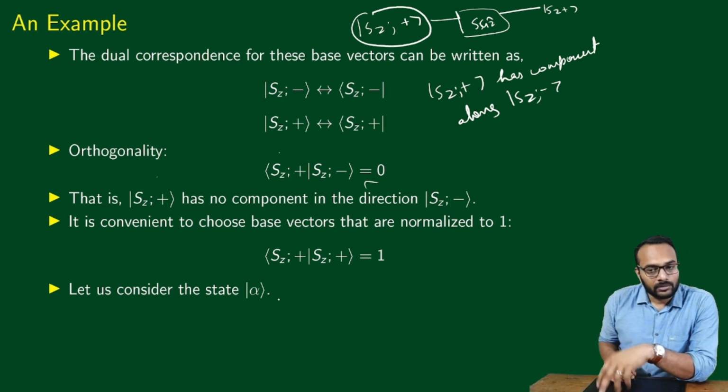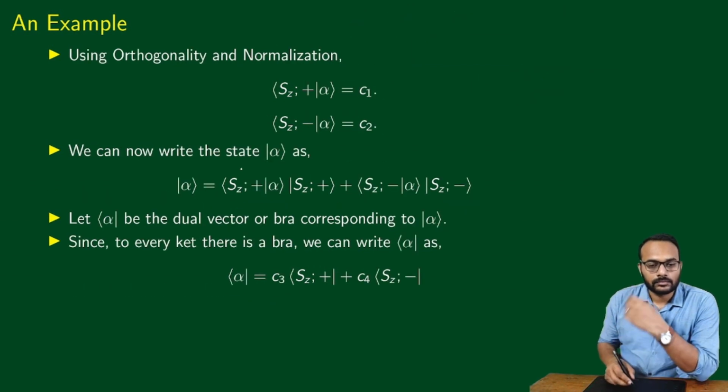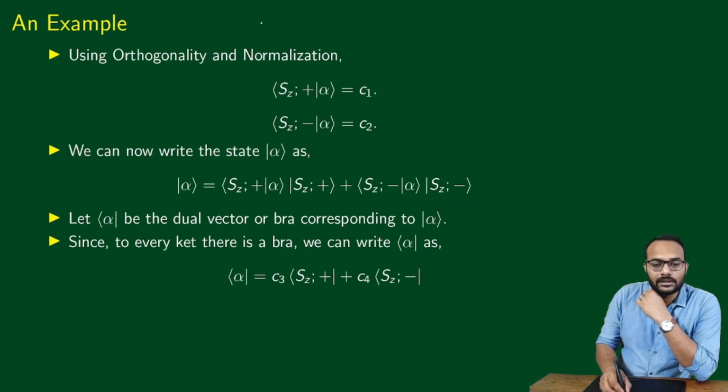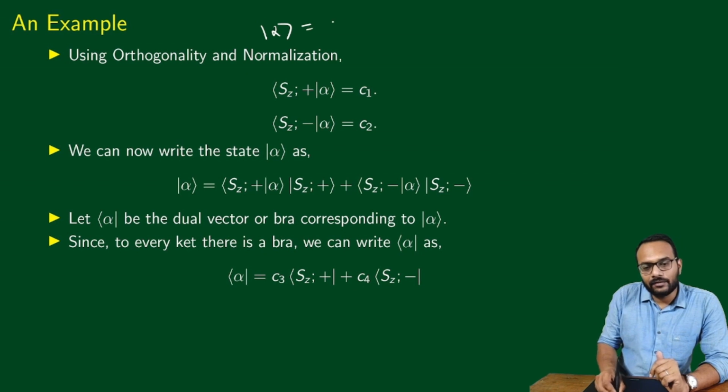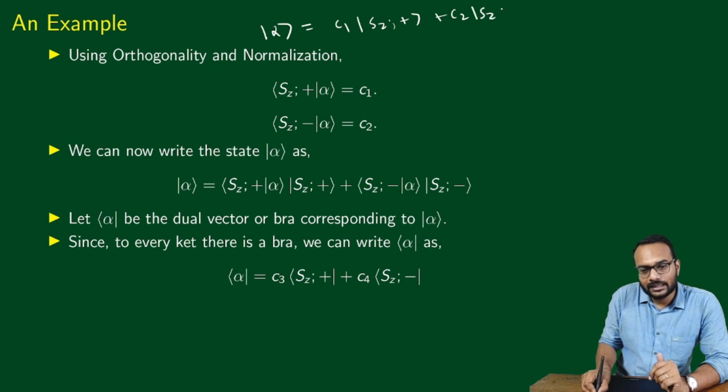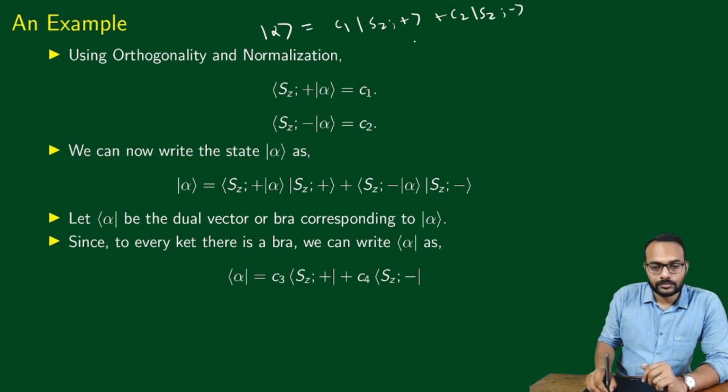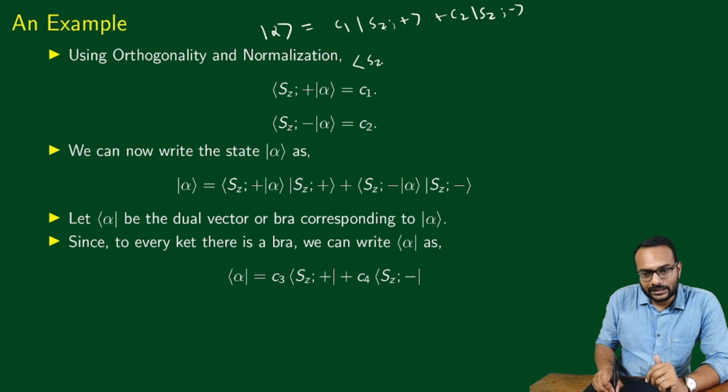Let's talk a little bit about the state ket alpha. We had ket alpha like that: ket alpha is equal to C1 |Sz+⟩ plus C2 |Sz−⟩. Now, using orthogonality, we could find this inner product, bra Sz plus ket alpha. We get something like this.